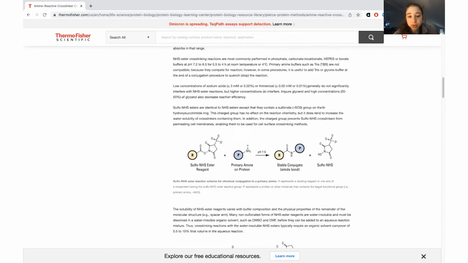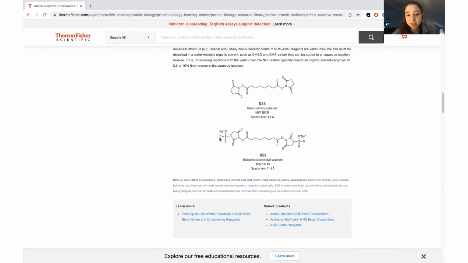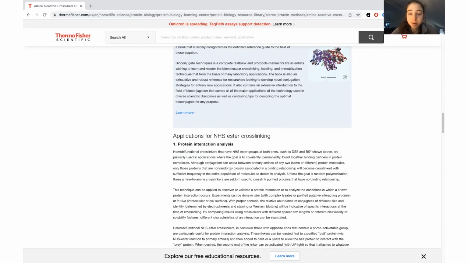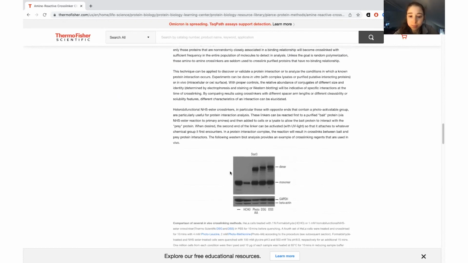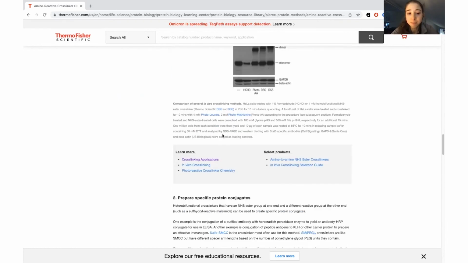And this is going to allow you to do some cool stuff. There are different variants of it, like sulfo esters. There are ones that are mass spec compatible. So you can cross-link things on your protein and then use mass spec to figure out where they were binding.